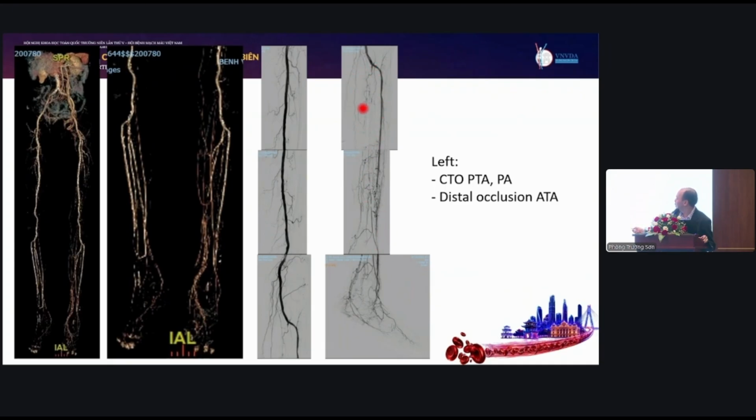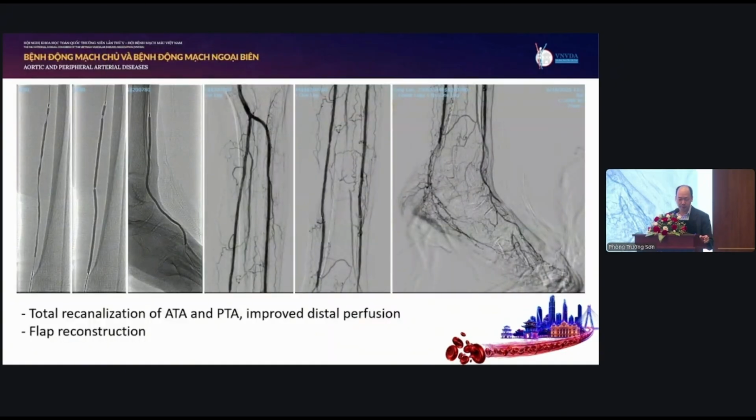Again, we try to do recanalization of the PTA and try to go down again to the ATA and connect both of them. After that, here's a completion angiogram with much improved perfusion to the foot. Several days later, the patient got a successful flap reconstruction.